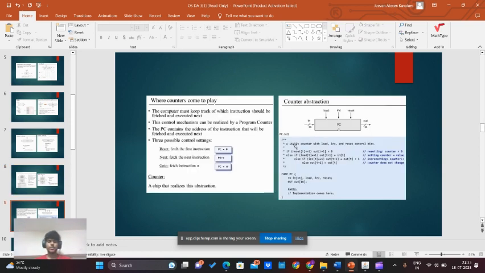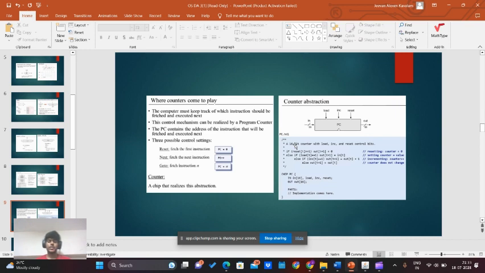Counter chip. The counter chip is designed to facilitate the execution of a program consisting of instructions for the machine. The counter chip needs to support three basic operations: fetching the first instruction, fetching the next instruction, and going to a specific instruction. These operations are accomplished through the use of control bits: load, increment, and reset.